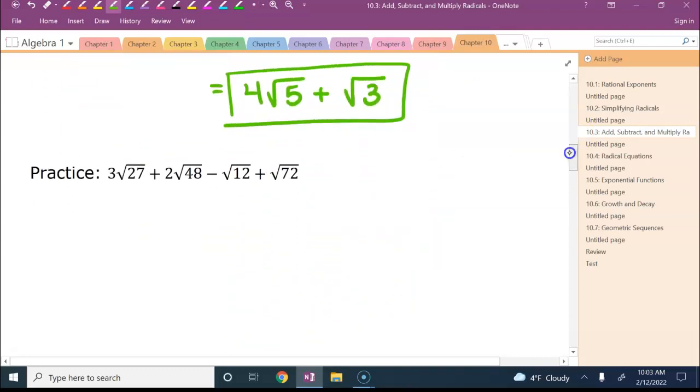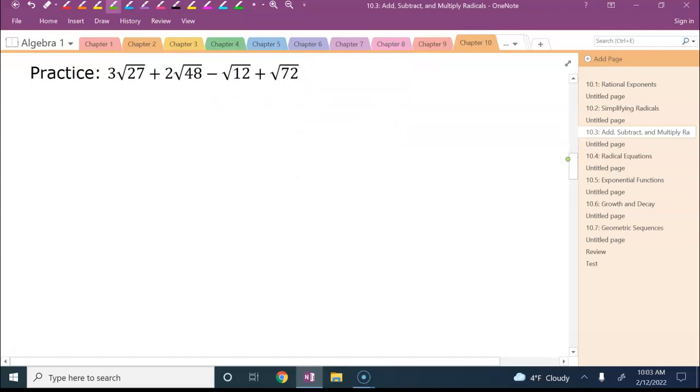So I want you guys to practice this here. Try to reduce these square roots first before you try to combine your like terms. So go ahead and pause the video, try this out, and then continue to watch.